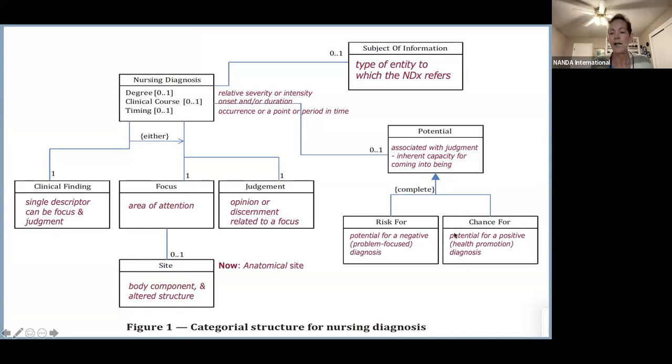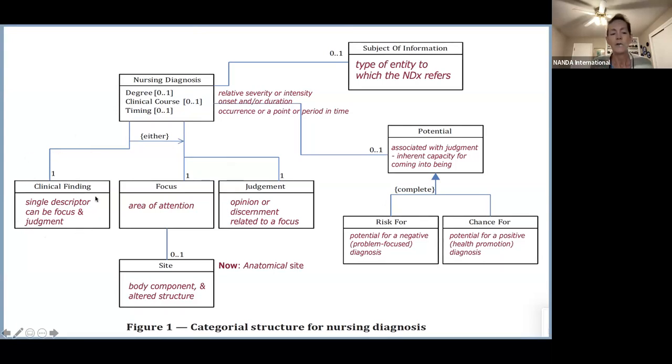And then we have, of course, a chance for. And a chance for is kind of part of potential. So a potential for a positive diagnosis is a chance. So potential, you have the potential to be better. You also have the potential to get worse. So underneath potential, we have chance for, which we think of in NANDA as our readiness for enhanced diagnoses. So our health promotion diagnoses. And then you can have a risk for, and that's a potential for a negative or a problem-focused diagnosis. So those would be our risk diagnoses, because we are making a judgment that a patient has a risk for bleeding, and a risk for ineffective breathing pattern, whatever it is. So these are both two types of potentiality.